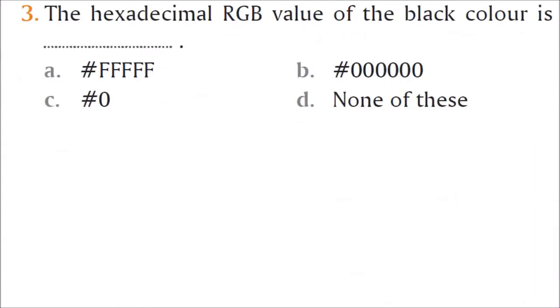The hexadecimal RGB value of the black color. See, black is 000000, white is FFFFFF. So all the colors are in between this, the white and the black. So black is B. This is the correct answer.